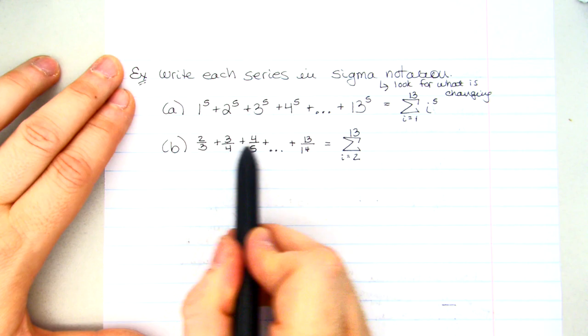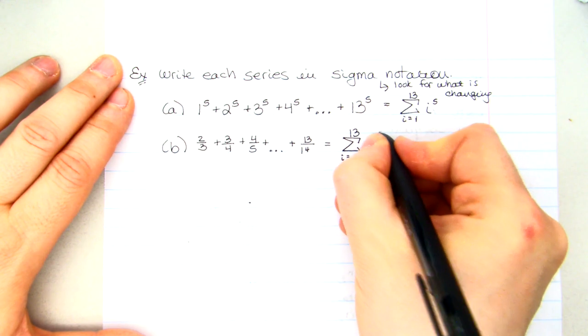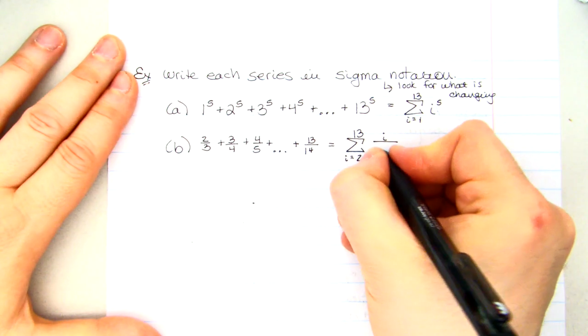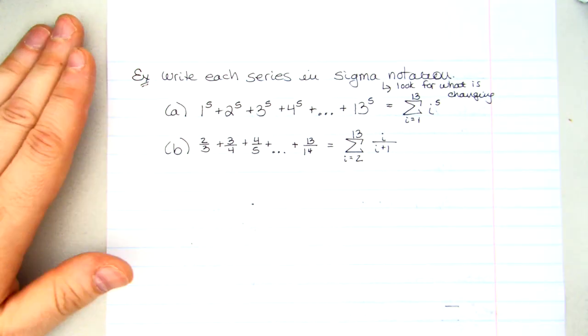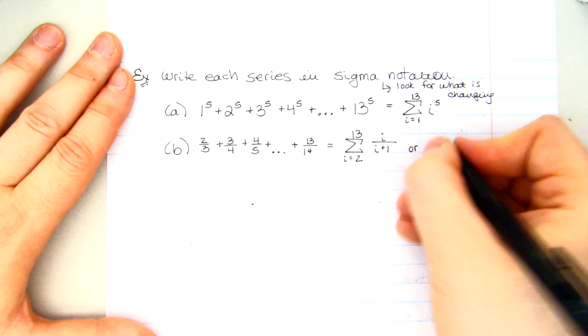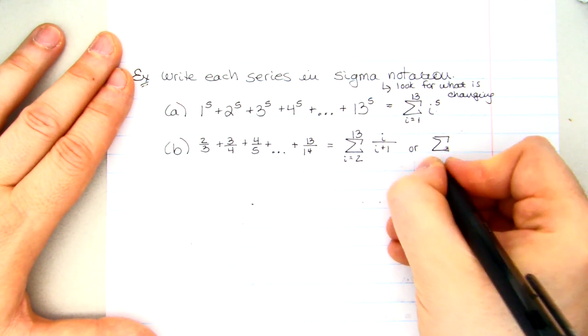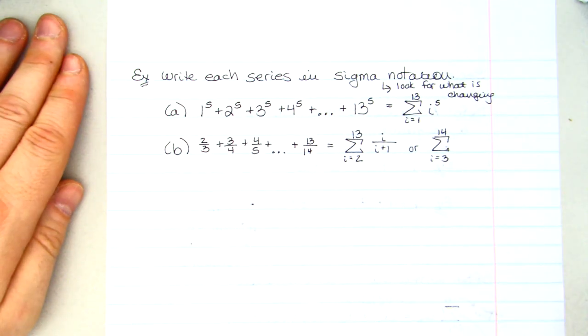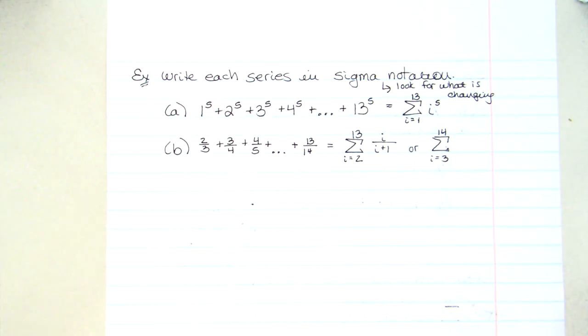Your top is 2, 3, 4. I think the top is just i. Formula for the bottom. i plus 1. Or we could do the sum as i goes from 3 to 14. See if you can write out that version.